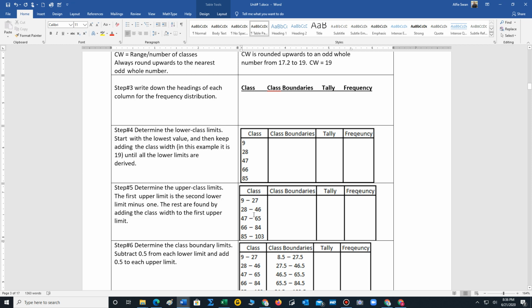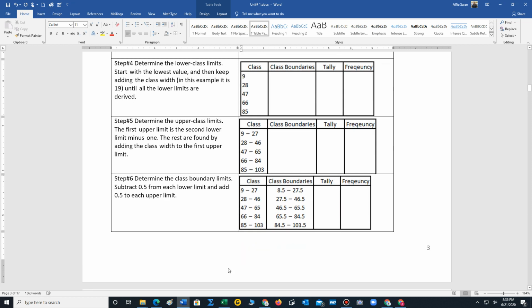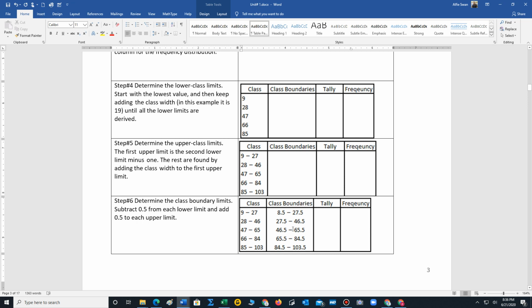Add 19 to 46 to get 65. Add 19 to 65 to get 84, and then add 19 to 84 to get 103. Now our second column consists of what are called the class boundaries.